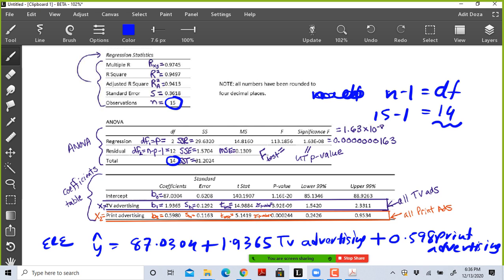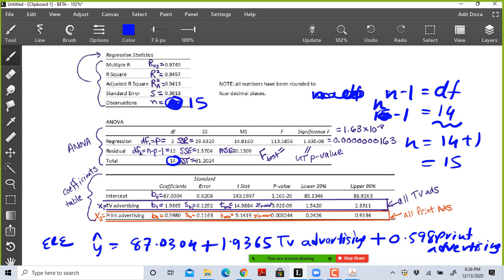So if I give you the total degree of freedom and I don't give you the value of n, you should be able to find what n is, right? 14 plus 1 is 15. So n equals 15.